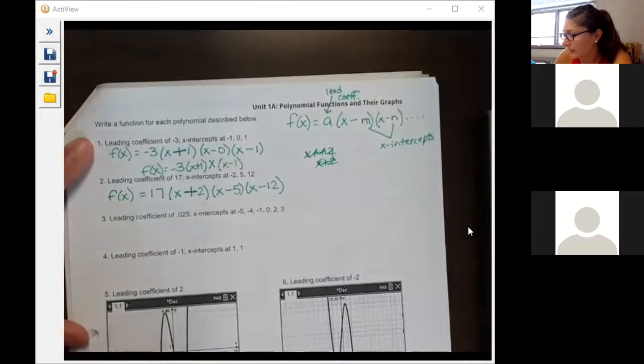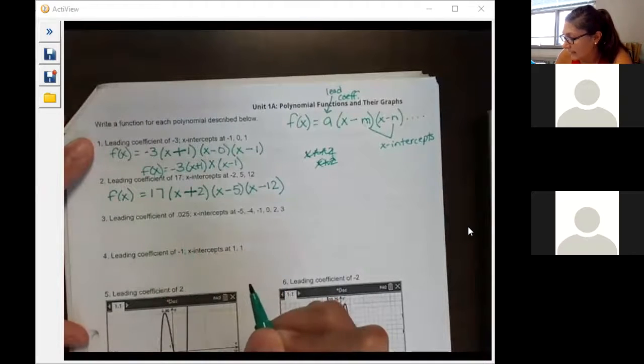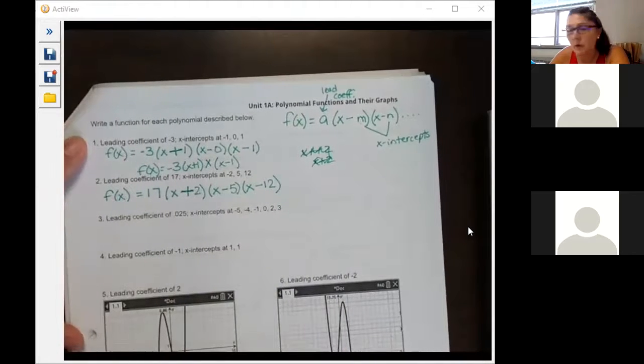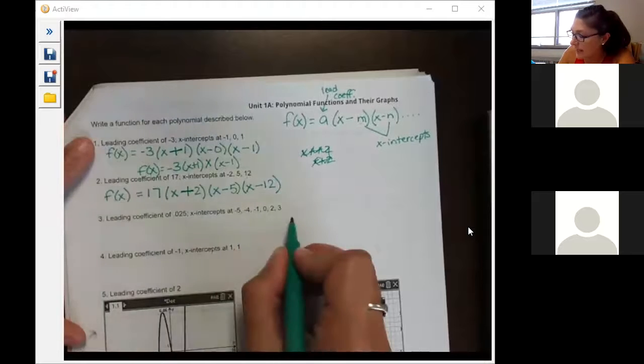Okay. Number 3, same idea. Why don't you guys go ahead and give this one a shot, and then we'll touch base and check our work here in just a minute. Give this one a try.